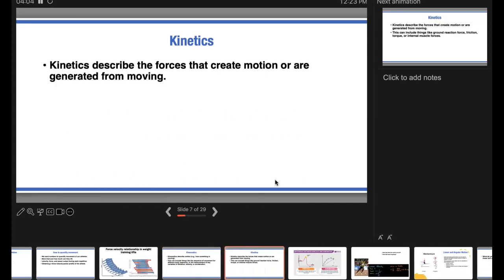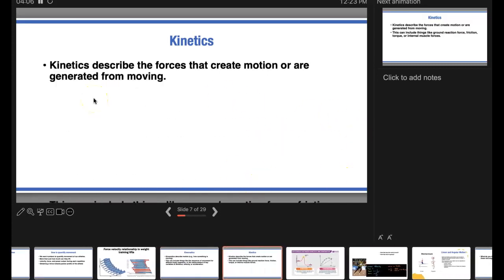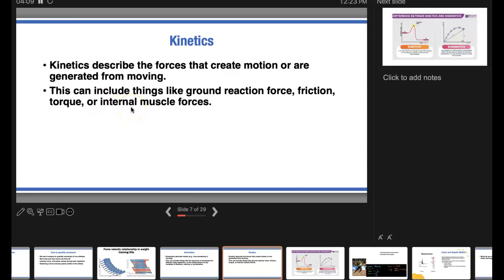So kinetics would be the forces that create motion and generate it from moving. So this would be the ground force reaction. So you would measure this with the force plate, how much friction something has, how much torque you have on that joint as you're throwing the ball or hitting a golf ball. And then like internal muscle forces, like you could actually measure individual muscles and how much torque, how much pressure you're putting on those muscles. And as a PT, you're going to be taking that knowledge and being like, which muscles can I improve to make this person be able to be back to normal?